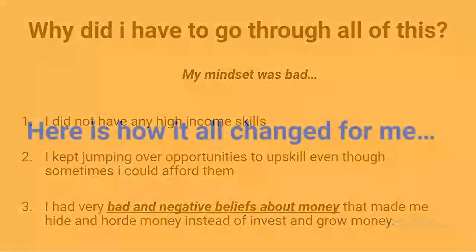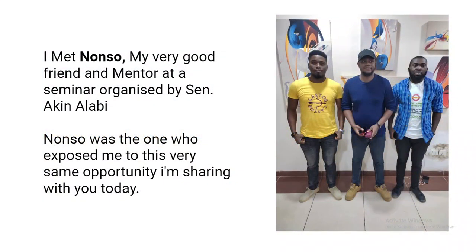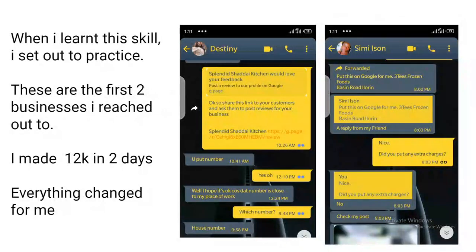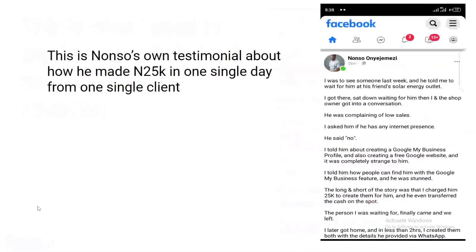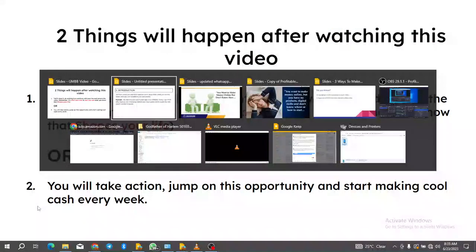All right. Now, I told them how it all changed for me. I met so-and-so person, blah, blah, blah. This person taught me this, this person taught me that. This is me and Senator, whatever. And then how it started, I went out to practice this skill. These are the two phases of business I reached out to. I made 12K in 2 days. Everything changed for me. I'm telling them my story, all right? How I went from beginner to pro, all right? And that's all. So let me look for another person's story.